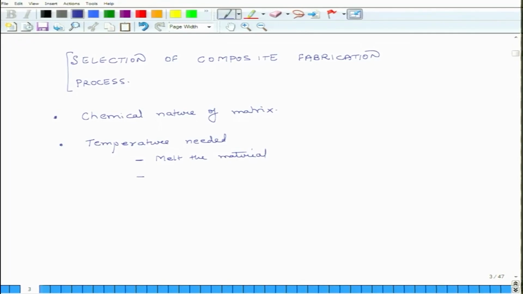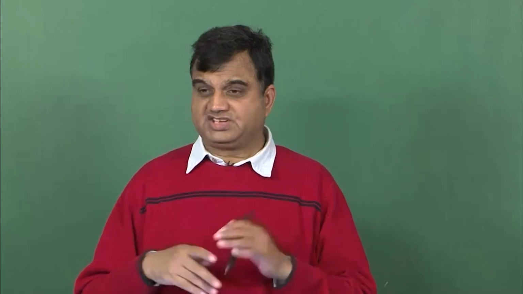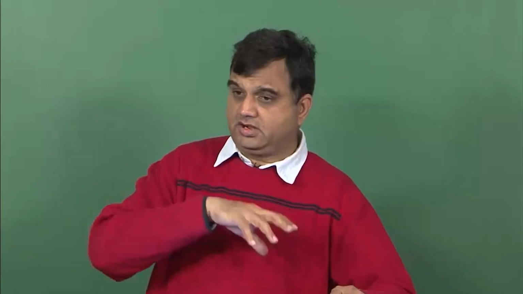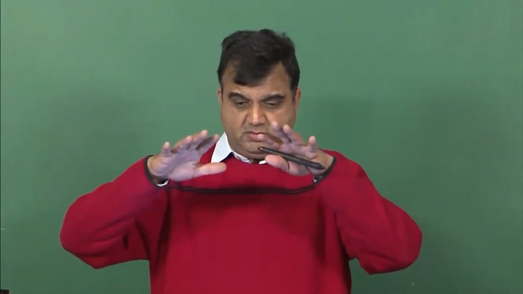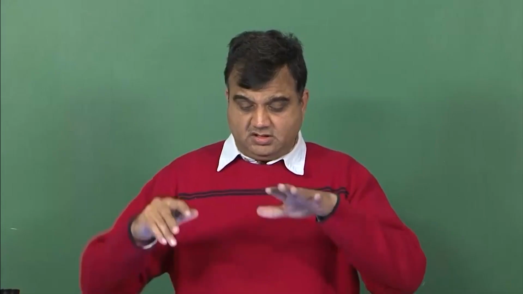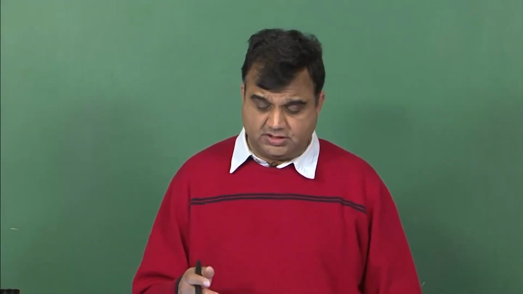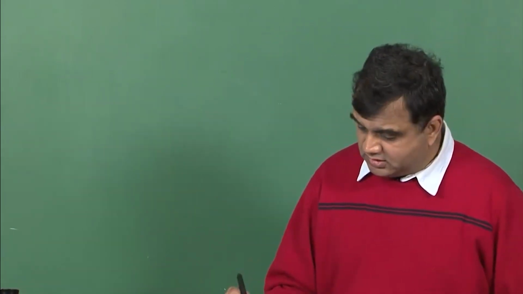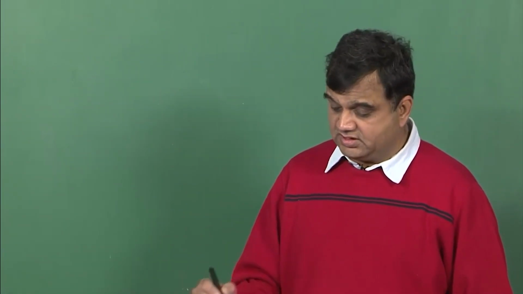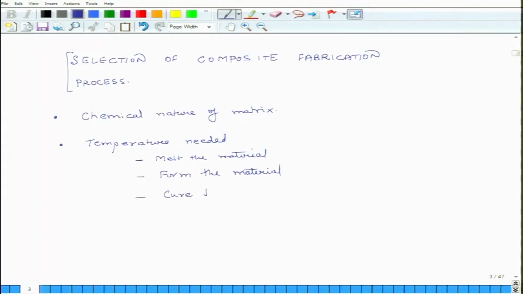In other cases, to form the material. Okay. So, it could be that you already have a sheet of plastic which is already impregnated with continuous fibers, and all you want to do is somehow make it soft if it is a thermoplastic and give it a shape. So, here, at what temperature does it become soft enough so that you can form the material into the desired shape. The third temperature that could be relevant in your case is to cure the material. So, this is the third parameter.